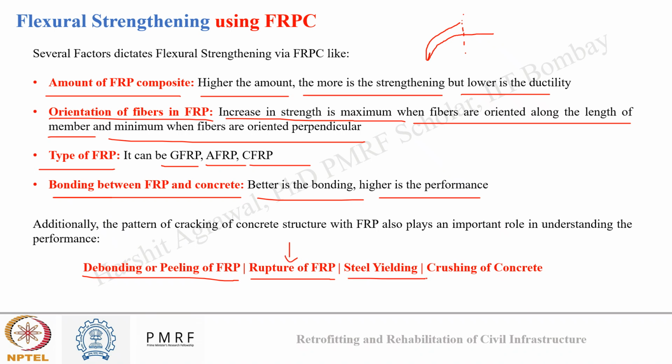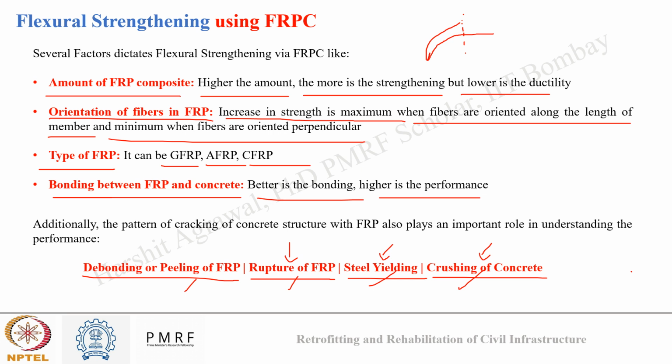There can be steel yielding. This shows that FRP didn't fail. It was the steel that yielded, which led to the cracking in concrete. And there can be crushing in concrete, which again shows that it was the weakness of concrete that led to failure, while my FRP and bonding were sufficient. So based on the type of failure also, we can identify what factor dictated the flexural strengthening of my FRP.